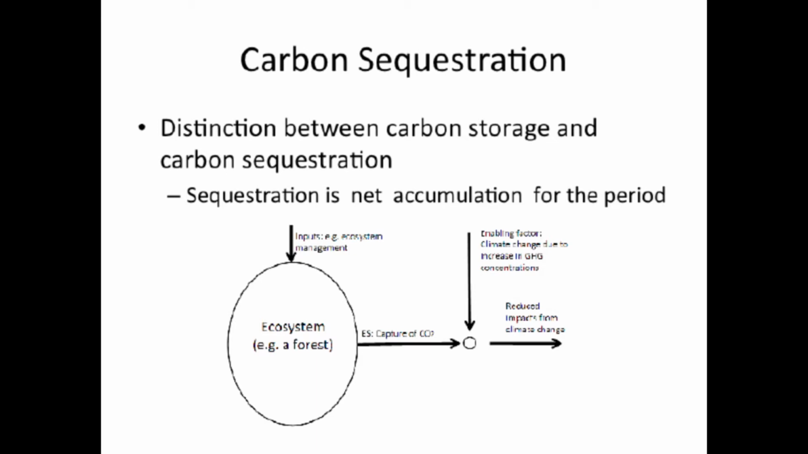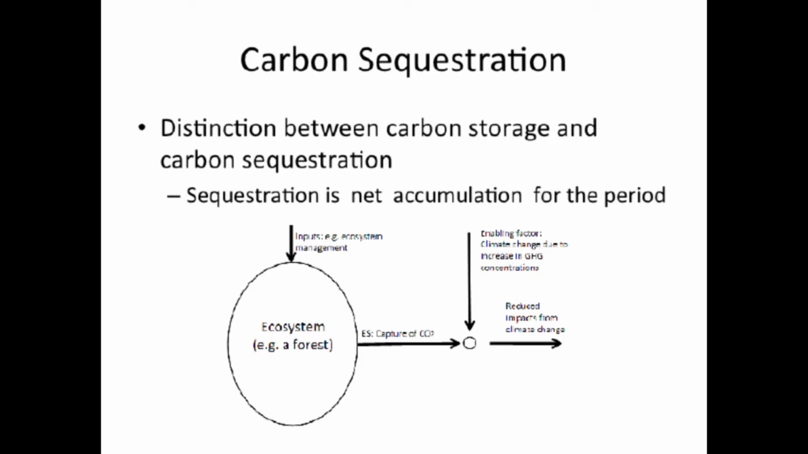The similar kind of diagram in the experimental ecosystem accounts looks like this. Here's the example for carbon sequestration. You have the ecosystem service, in this case the net accumulation, or net new capture, of CO2 in that period. You have an enabling factor, which is the term used in the UN for basically identifying the benefit or the beneficiary, and then you have the benefit, which is the reduced impacts from climate change.